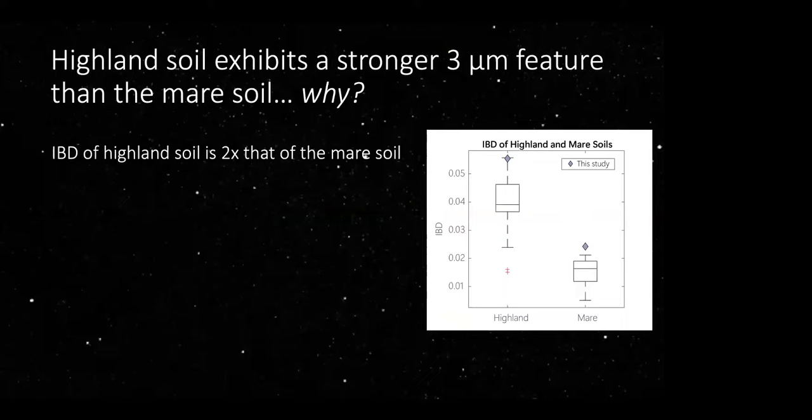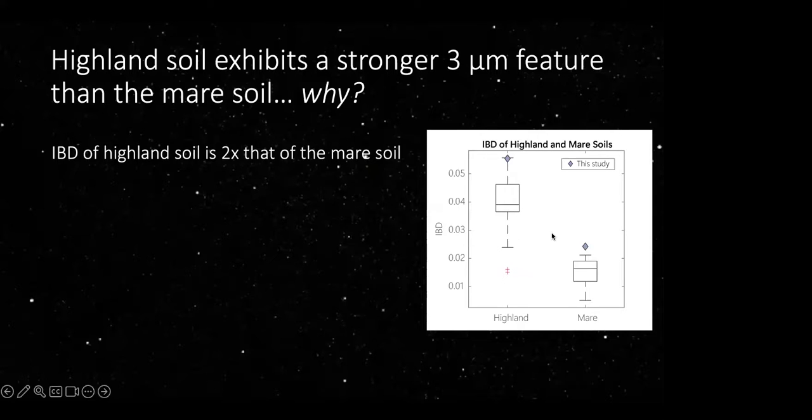So the highland soil exhibits a much stronger 3 micron feature than our Mare soil. And it's not just the two samples that I chose. I went into RELAB, downloaded all the spectra that I could that covered the 3 micron region, and I wanted to see what the integrated band depths were, regardless of the maturity of the samples. We see that the integrated band depth of the highland soils is roughly 2 times that of the Mare soils, which is shown on the plot here on the right.